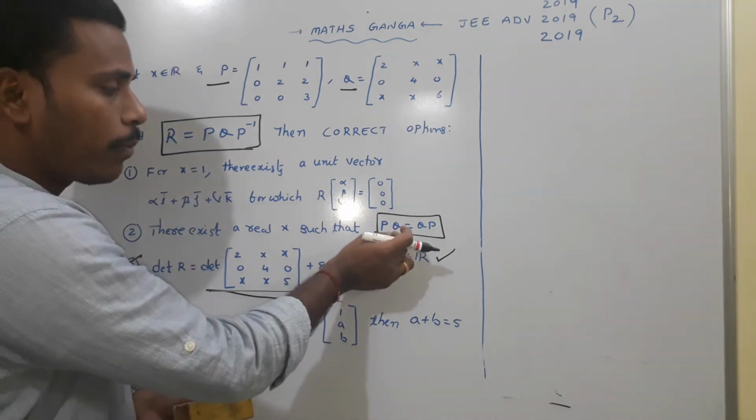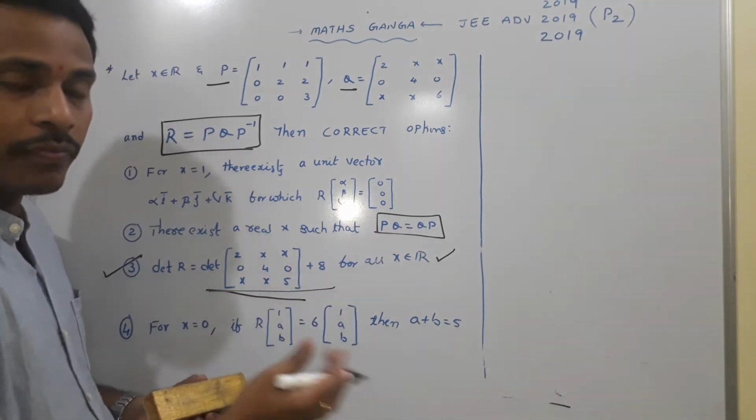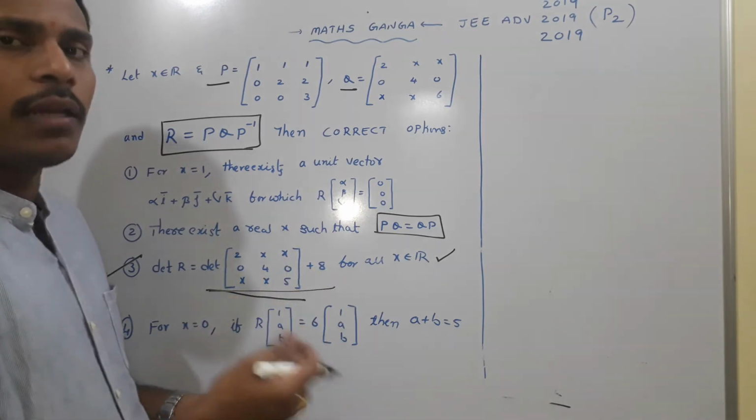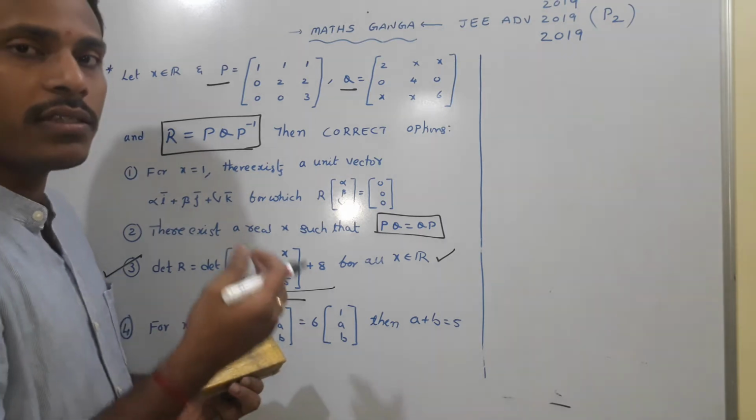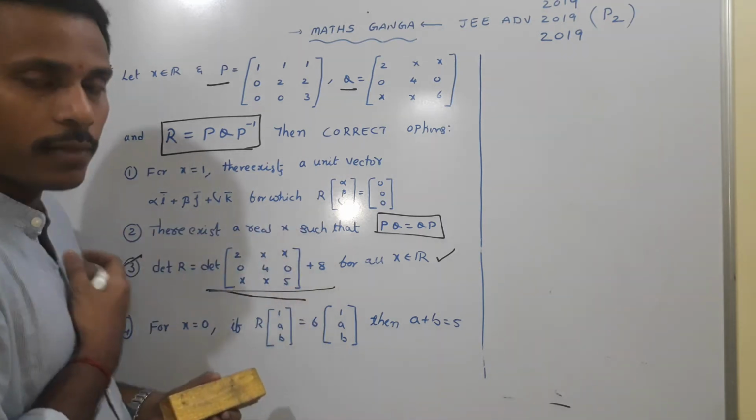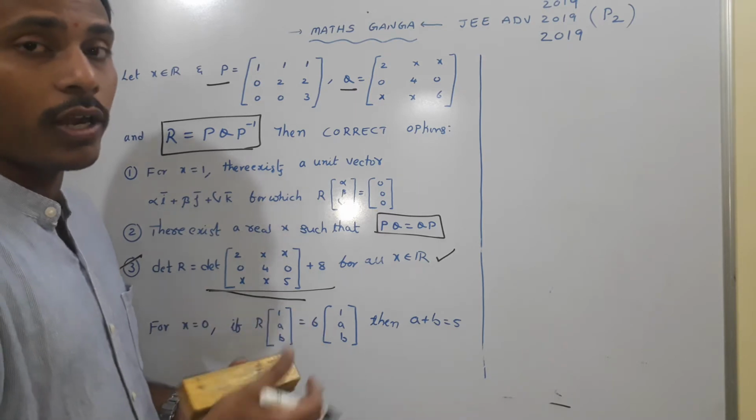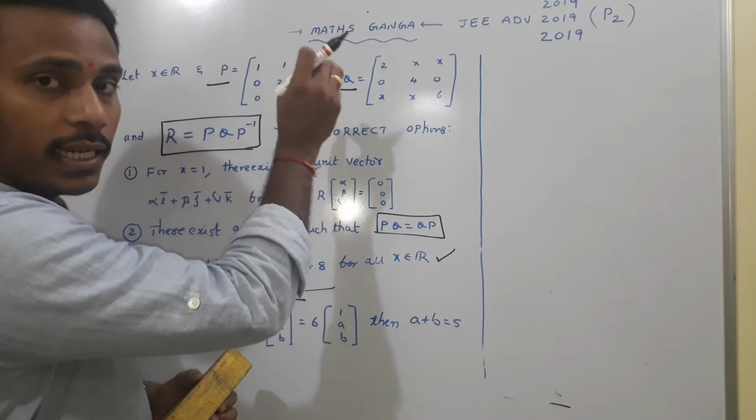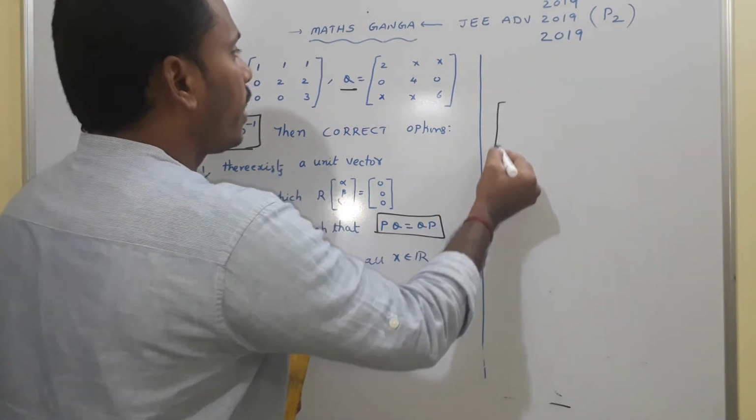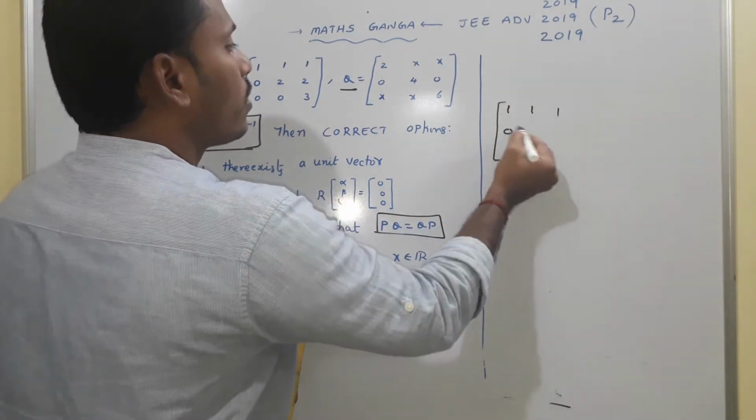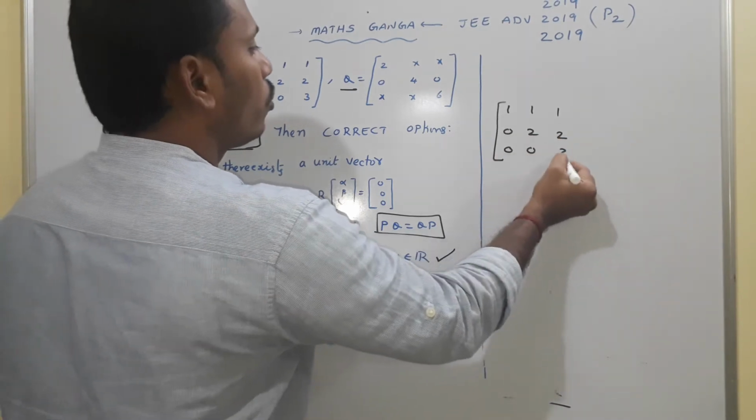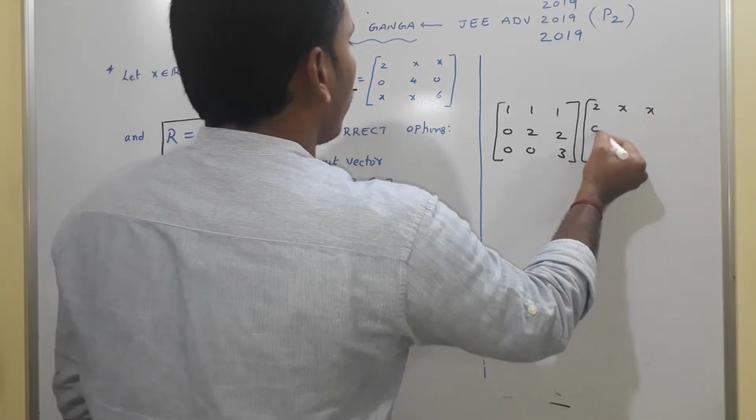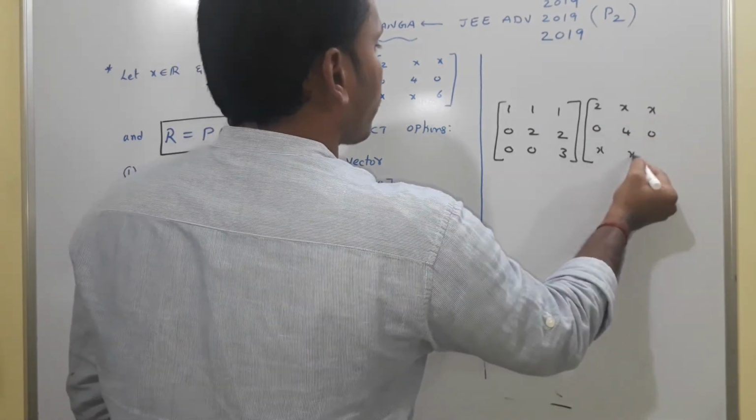When you multiply P and Q and Q and P, if they are equal, after equalizing the corresponding values, I need to calculate the value of x. If there exists x, this is our choice. If there is no such x, then this is not a correct choice. See, P into Q is equal to Q into P. This is P and that is Q. P into Q can be written as 1, 1, 1, 0, 2, 2, 0, 0, 3. This is P. 1 multiplied with Q is 2, x, x, 0, 4, 0, x, x, 6.